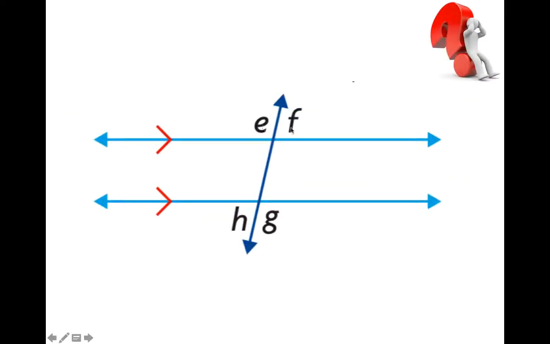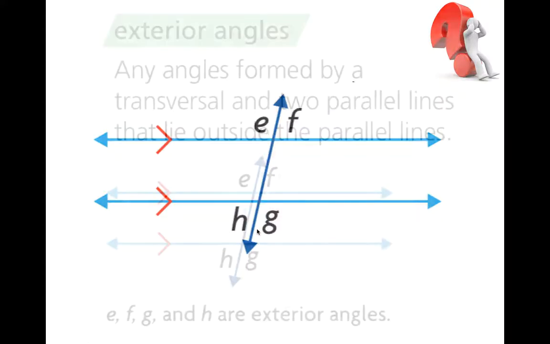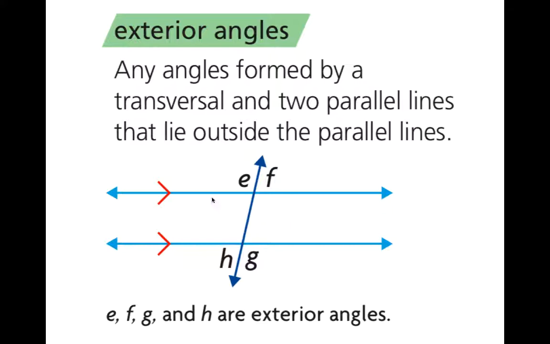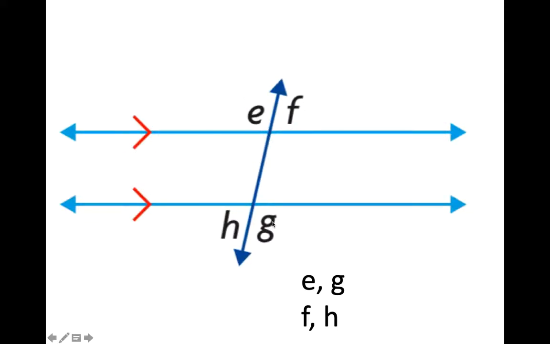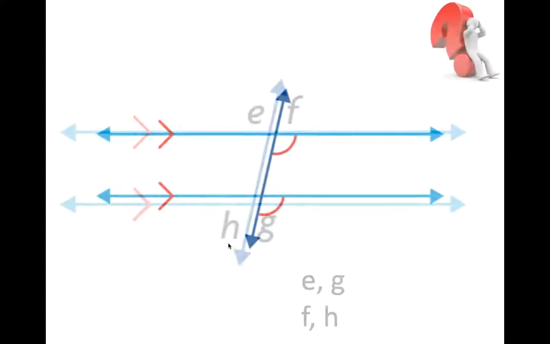Okay, the next ones that we're looking at, we can see now that the angles are outside of our parallel lines, so we call them the exterior angles. E, F, H, and G are all exterior angles. Now, exterior angles on the opposite sides of a transversal, sorry, I can't talk today, are called alternate exterior angles. So E and G are alternate exterior. F and H are alternate exterior angles.